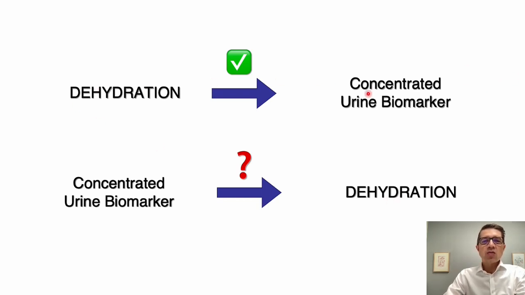We agree that dehydration concentrates urine. Thus, is the opposite correct? So if we have just concentrated urine, does this mean that it is a sign of dehydration? This is something that I don't think is the case. It is a sign of something, but it is definitely not a sign of dehydration. It is not a sign that you do have a water deficit, which is the definition of dehydration.